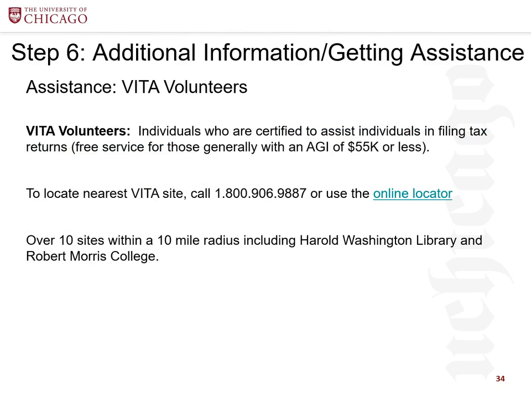Also, there are VITA volunteers. These are individuals who are, for example, former accountants who are certified to assist individuals in filing tax returns and provide that information for free, but it's generally for those who have an adjusted gross income of $55,000 or less. I would highly recommend using the online locator that we've linked here, or calling them at their 1-800 number, which we've listed here. They can let you know, A, if you qualify for assistance with them, and B, where their nearest location may be and what their hours are. There are 10 sites within a 10-mile radius of us, including Harold Washington Library and Robert Morris College. A lot of them are accessible by CTA, so by bus or train.